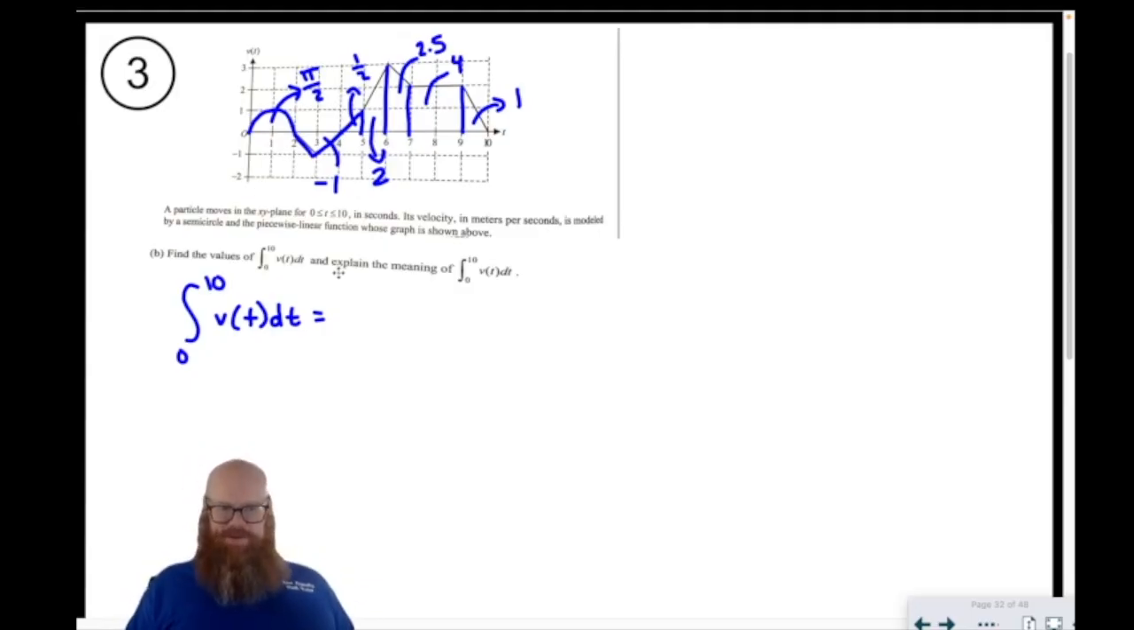So all together, add all the numbers together. This 1 and this -1 cancel out, so they're gone. And this is 3, 7, 9 plus pi over 2.